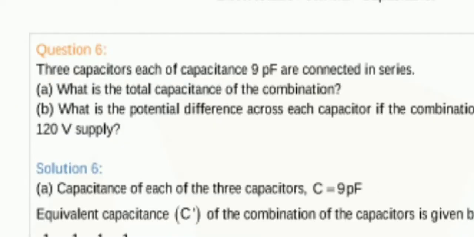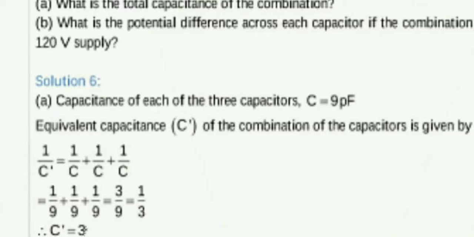Now next question, question number 6. 3 capacitors, each of capacitance 9 picofarad, are connected in series. What is the total capacitance of the combination? And B part, what is the potential difference across each capacitor if it is connected to a 120 volt supply? Answer. There are 3 capacitors, each of capacitance 9 picofarad.